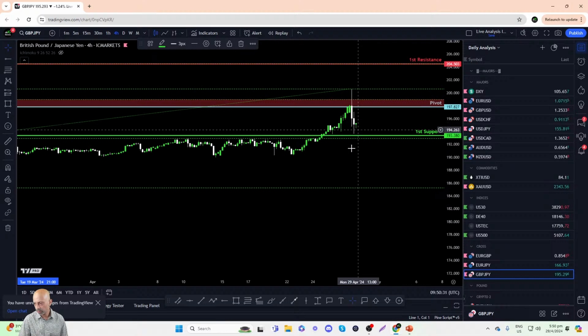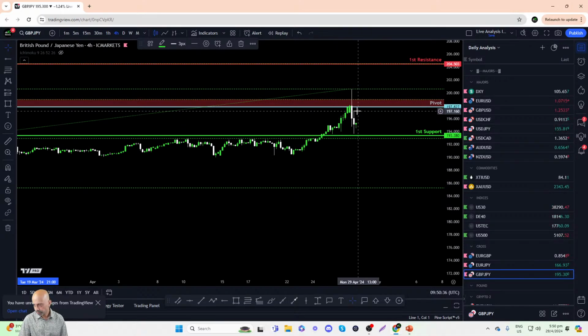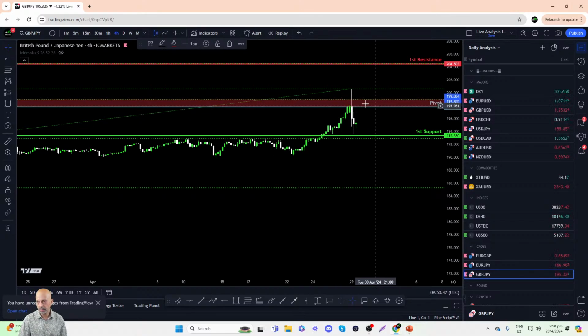So if we go long on pound yen at about 195.30, we can target at least a 150 pip target. It's quite a reasonable target, as we see where the pivot is a significant resistance level here.